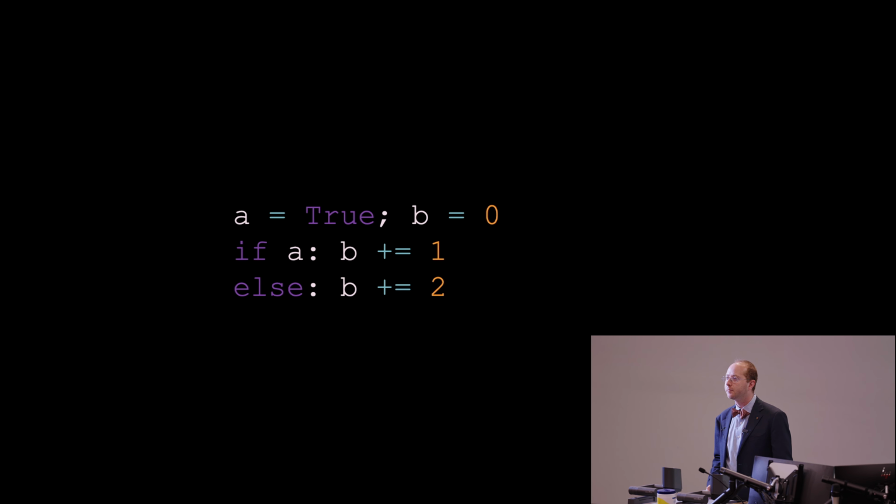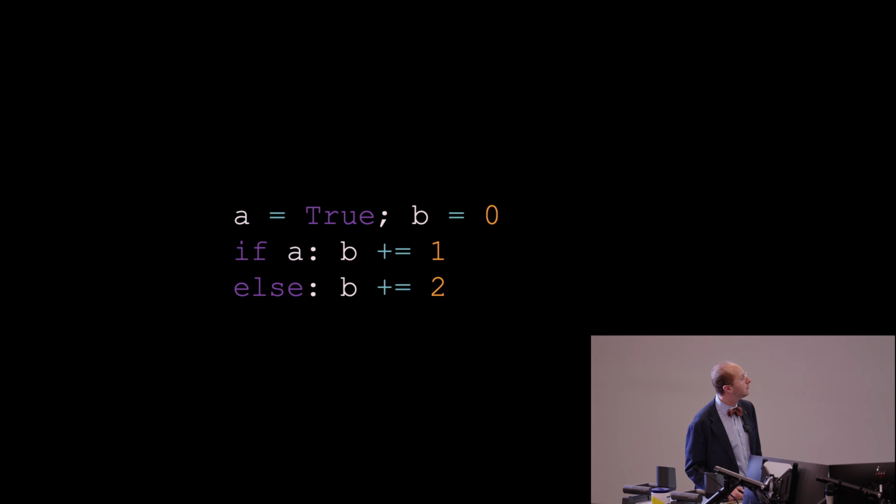B equals 0 could be on the next line instead of the same line. And anything else? And the loops as well. B plus equals 1 could be on the next line. B plus equals 2 could be on the next line as well.